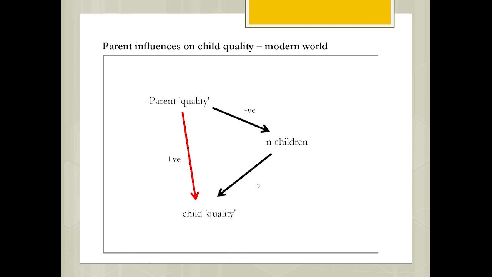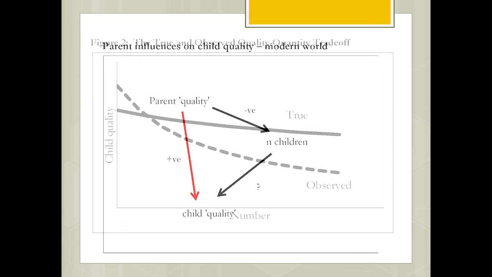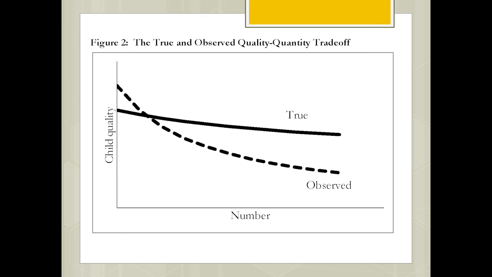And so the number of children may just be a signal about what the underlying parent quality truly is, and consequently we're not picking up the effects of the number of children on child quality. It's just giving information about the true status of the family. And so what will happen then is that for the effects of the number of children and child quality, there's going to be some true relationship and potentially some much steeper observed negative relationship with modern families.